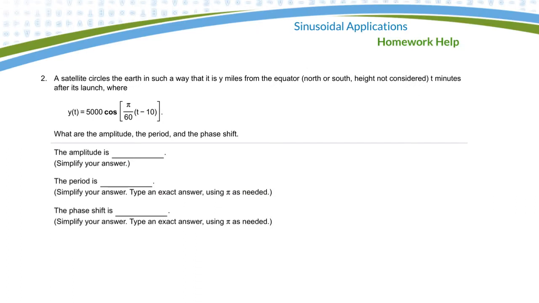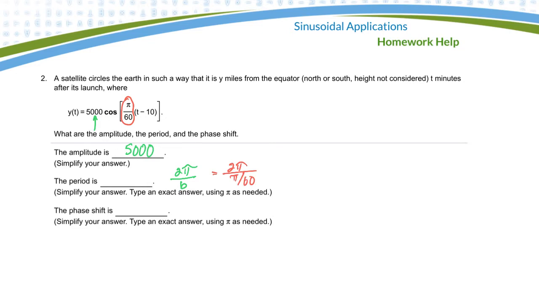The second question, again, is a cos graph, but like I said before, the amplitude, phase shift, etc., you find them all the same with cos graphs or sine graphs. So if they ask for the amplitude, it is simply the number out front, which is 5,000. The period is always 2 pi over b. So it'd be 2 pi over, the b value is this thing right there. So that's pi over 60.